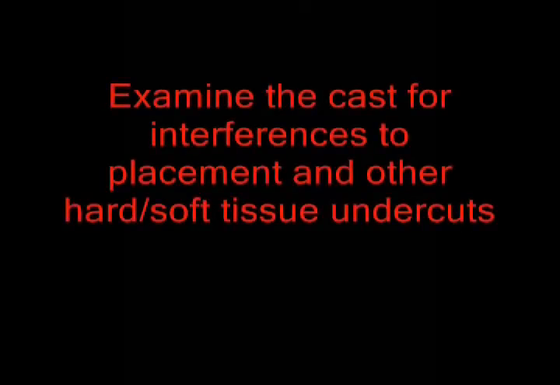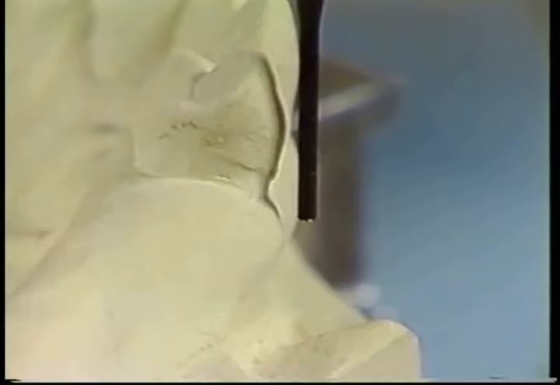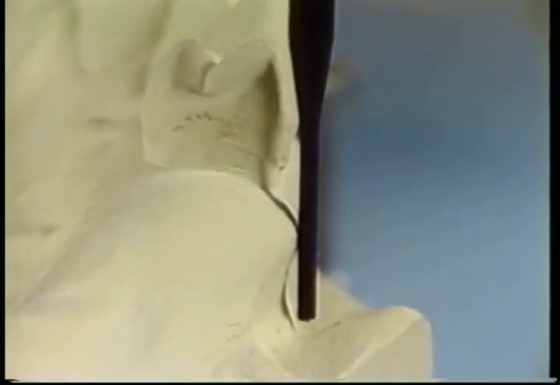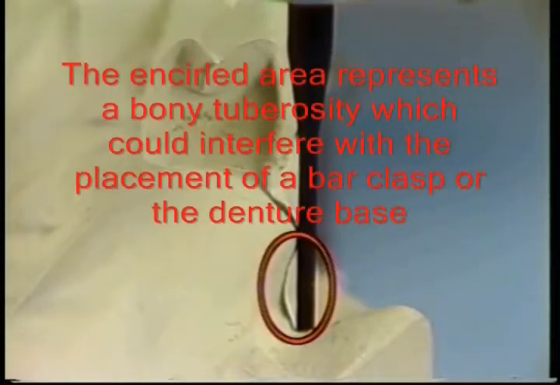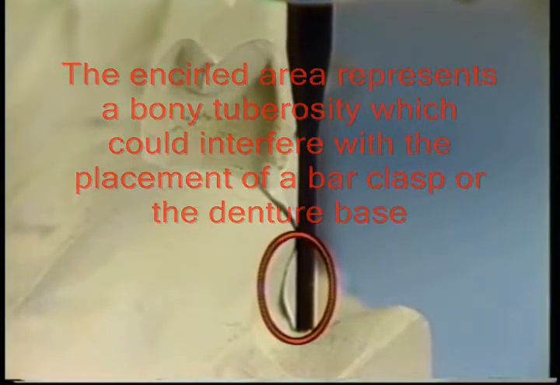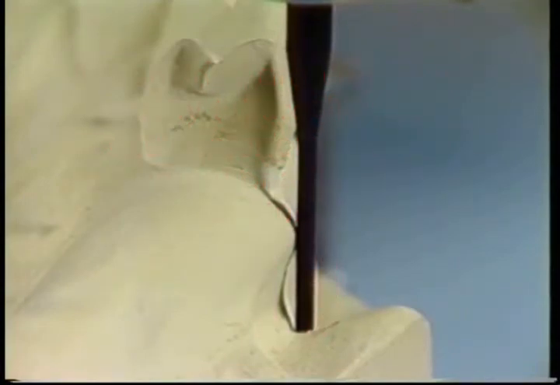Examine the cast for interferences to placement in hard and soft tissue undercuts. The example demonstrates a bony exostosis, which may interfere with the placement of a clasp or denture base. Occasionally, with undercuts of this nature, a path of insertion may be established to avoid this undercut area. However, this may have unintentional effects on the other abutments or guiding planes.